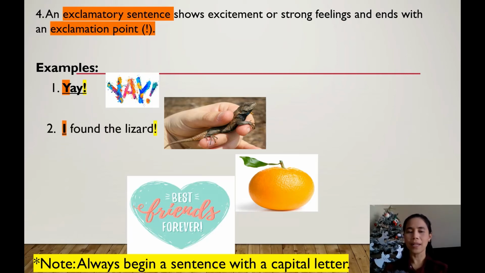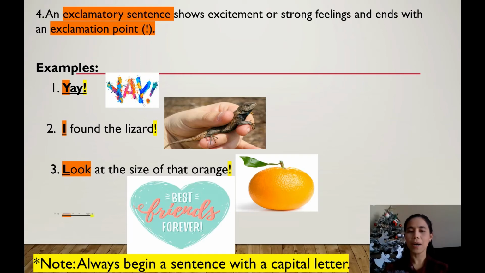Second example, "I found a lizard!" So you are showing that you are happy that you found a lizard. So always remember, put an exclamation point at the end of your sentence. The third example says, "Look at the size of that orange!" So you are showing that you are happy to see such an extraordinary size of orange. So that makes it exclamatory.